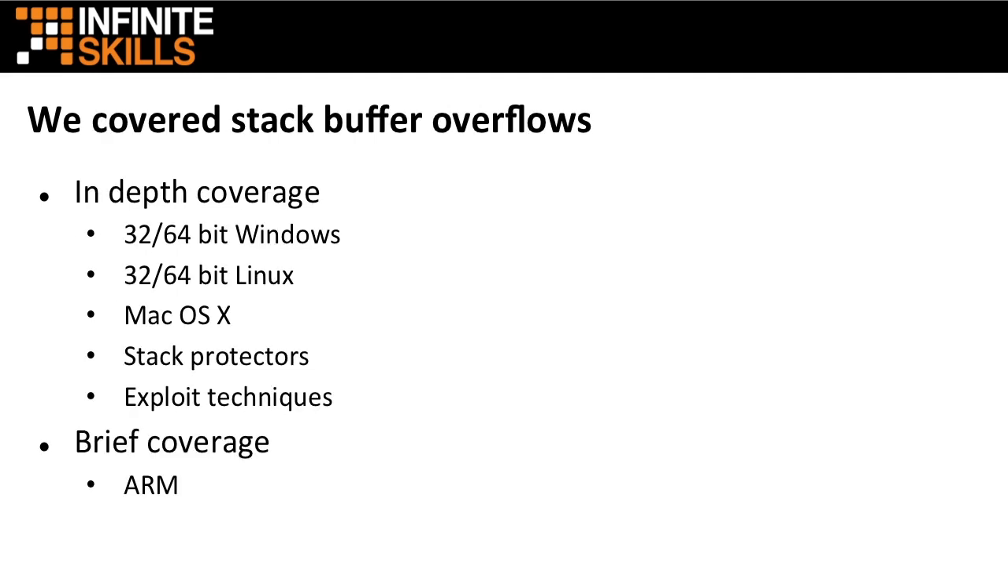We talked about how those differ from one system to the next and how you can use the calling convention and the stack to do exploits. And we covered a lot about stack buffer overflows. We went into great depth when we talked about 32 and 64-bit Windows and Linux. We also talked about OS X and how it's different. We talked about how some of these operating systems have stack protectors. And in all cases, we talked about exploit techniques. And even where there is some protection, there's still vulnerabilities.